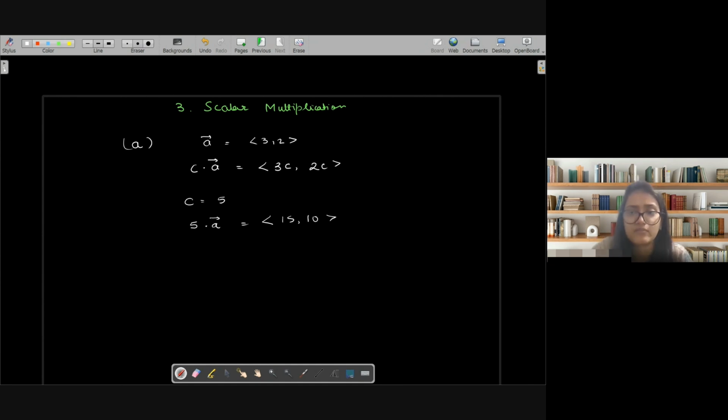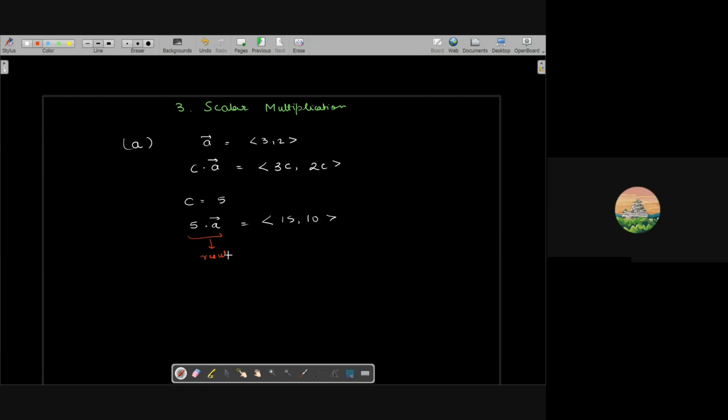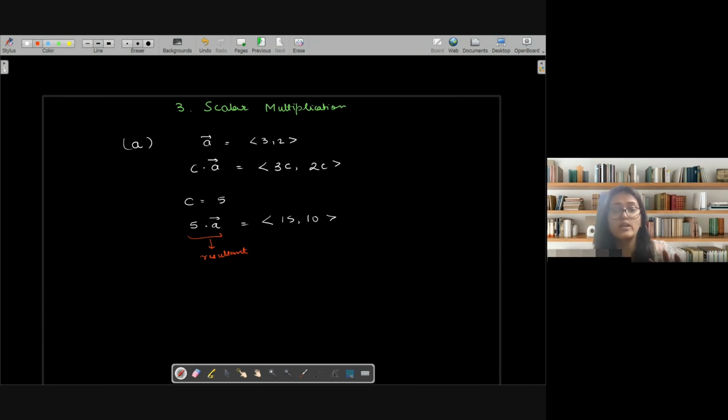That's it. So you can imagine the size of the resultant vector. If this is my resultant vector, its magnitude will be 5 times the original vector.